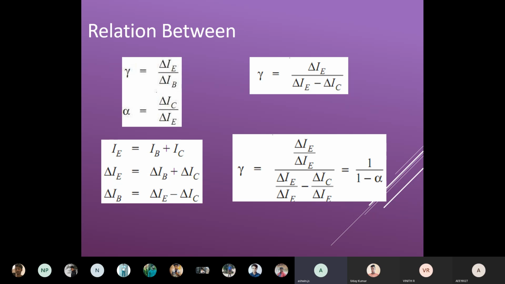So before that, we have to find the relationship between the alpha and gamma, as well as the beta also. So we will find the relation. Why? Because if you know alpha, you are able to derive the gamma or beta with the known value of your alpha. Okay. So here what is the gamma?